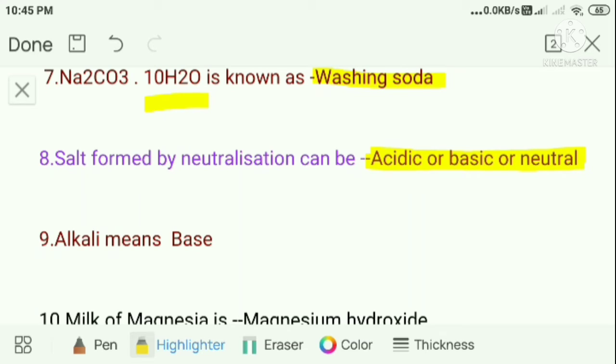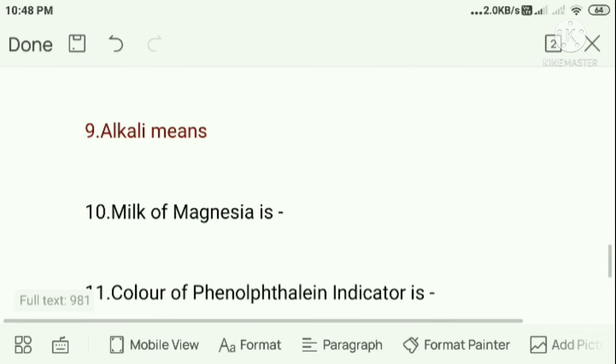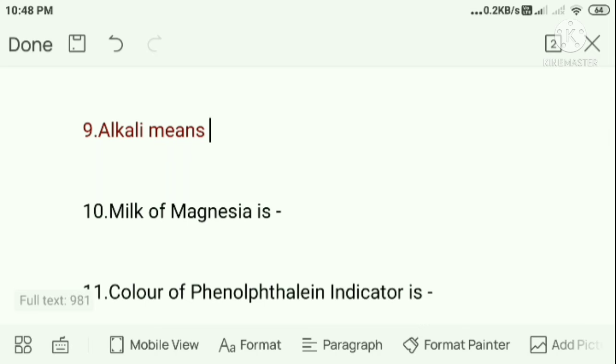In the neutralization reaction, the salt can be acidic, basic, or neutral. Why? Because if the neutralization reaction takes place between a strong acid and a strong base, then the salt formed will be neutral. If it takes place between a strong acid and a weak base, then the salt formed will be acidic. And if the neutralization takes place between a strong base and a weak acid, then the salt formed will be basic in nature. Here alkali means what? Alkali means base.